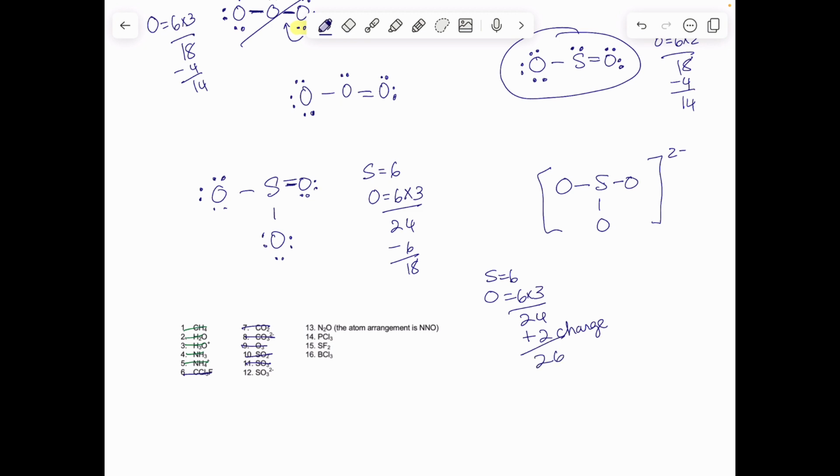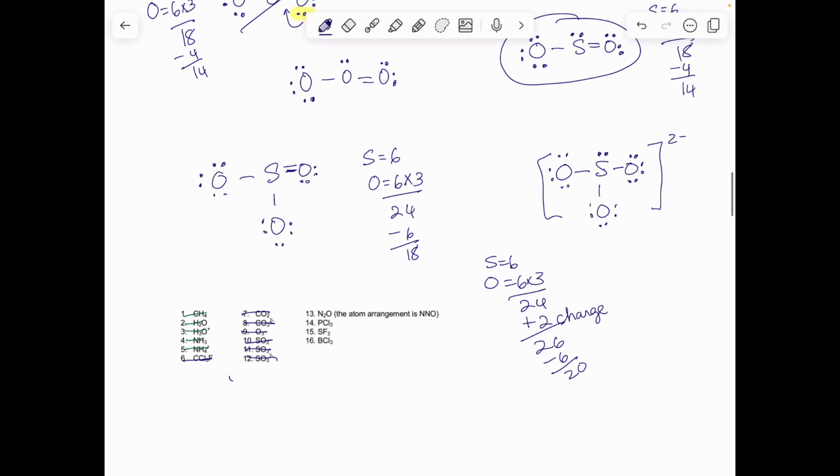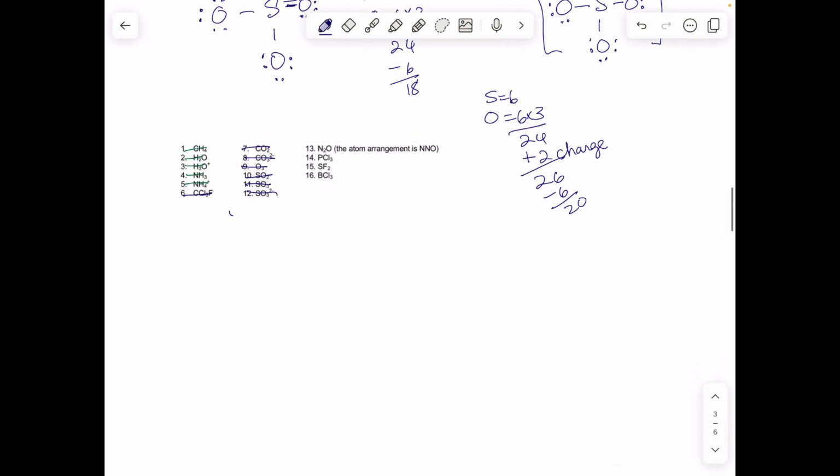So I'm going to be adding 26 total. I've already put in 6 with the bonds. So 2, 4, 6, 8, 10, 12, 14, 16, 18, 20. That makes everybody happy with 8. There is your Lewis structure for SO3 with a -2. All right, let's keep going. We're almost done.